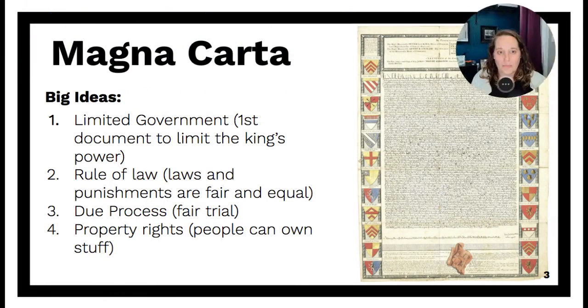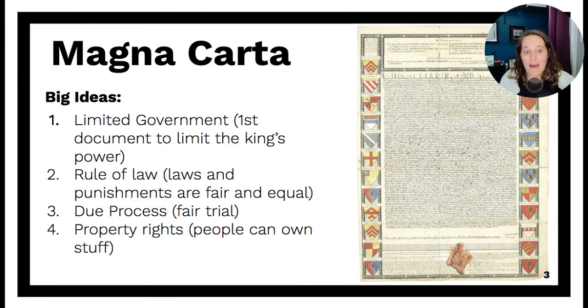Our first document is going to be the Magna Carta. The Magna Carta limited the government. It created the idea of rule of law, the idea of due process, and the idea of property rights, or that we actually get to own property that is not the government's to take away. So these are some big ideas within the Magna Carta, and we're going to talk more about what each one of these ideas means later on in the lesson.